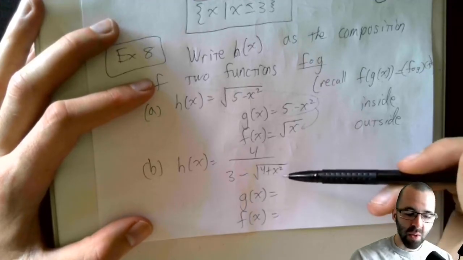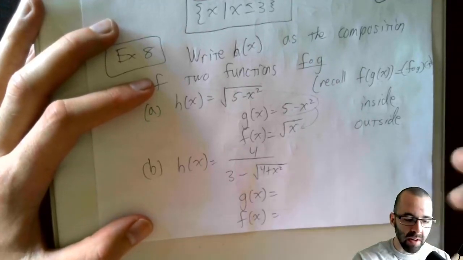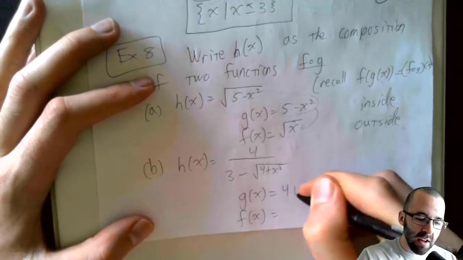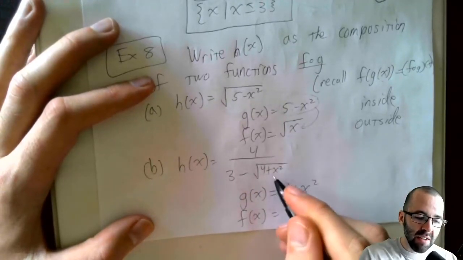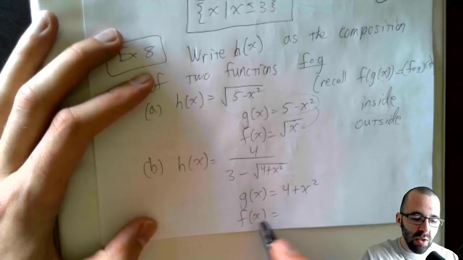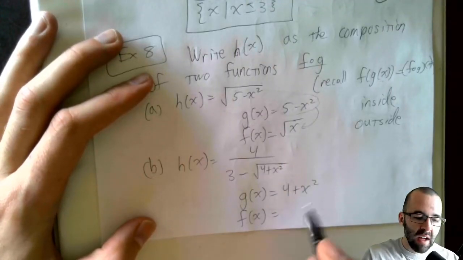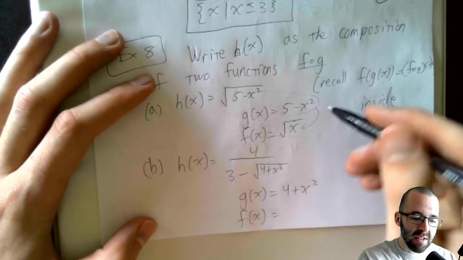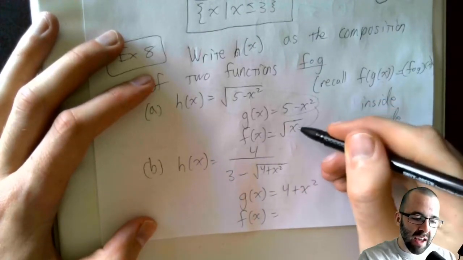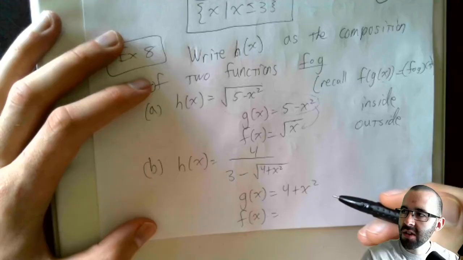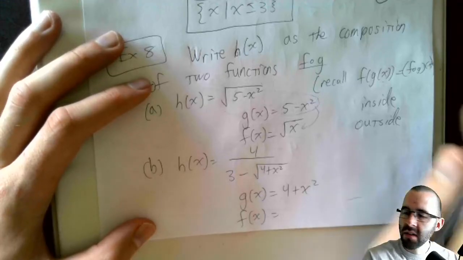We'll do 4 plus x squared, but yeah, that'll work. So if you want to use your 4 plus x squared as your inside function, what does your outside function have to be? Your outside function has to be something so that when you plug the inside into the outside, you get h. Yeah, good, Gabe.